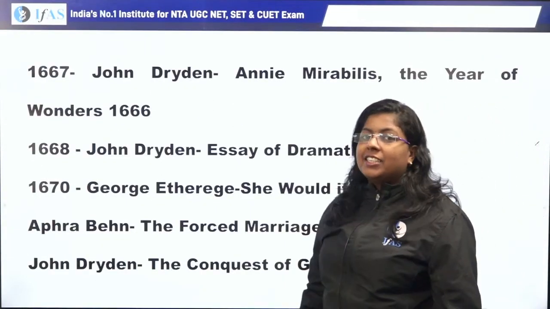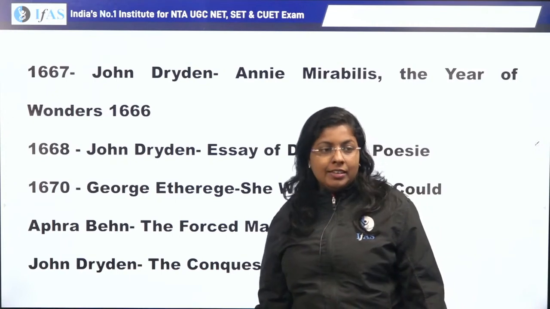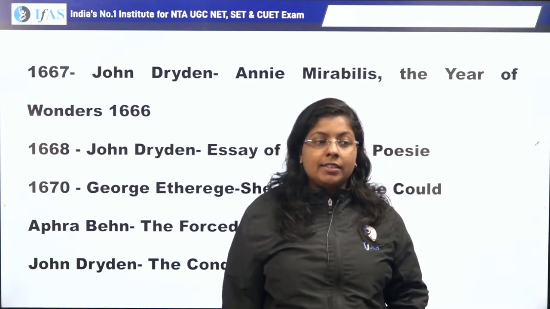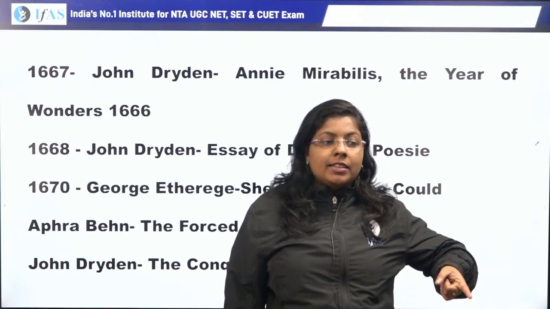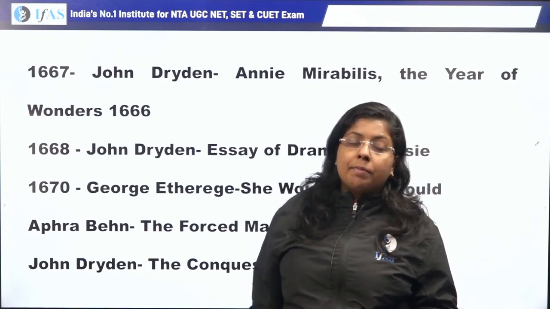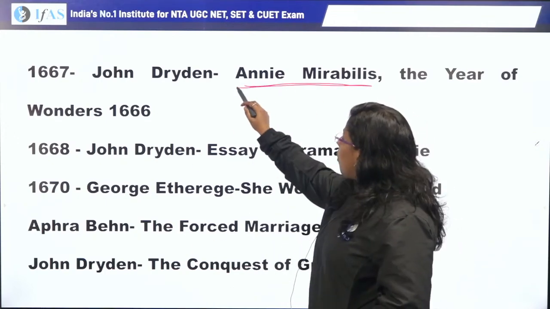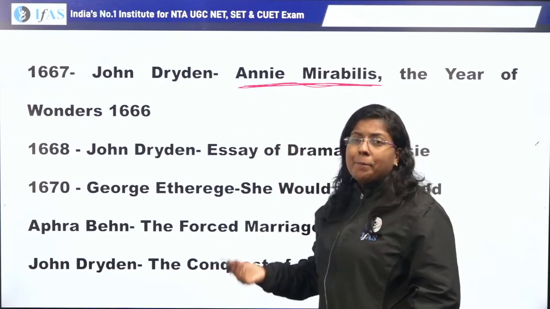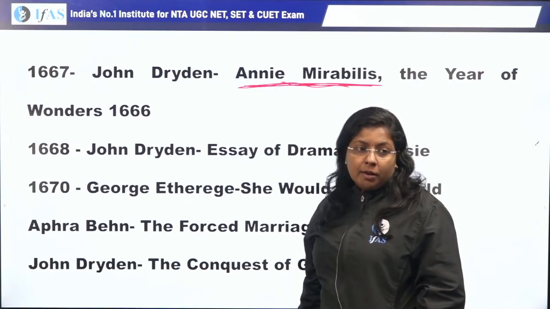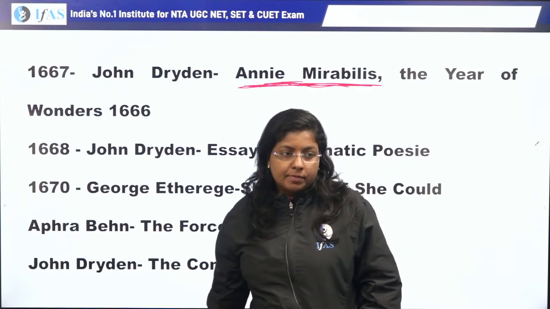Again, we have John Dryden. In 1667, John Dryden's Annus Mirabilis, the year of wonders, 1666. In 1667, John Dryden published Annus Mirabilis. This is the most well-known, epoch-making work. So the publishing year of John Dryden's Annus Mirabilis is 1667.